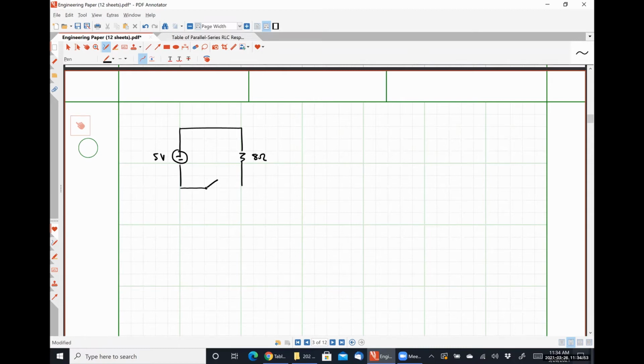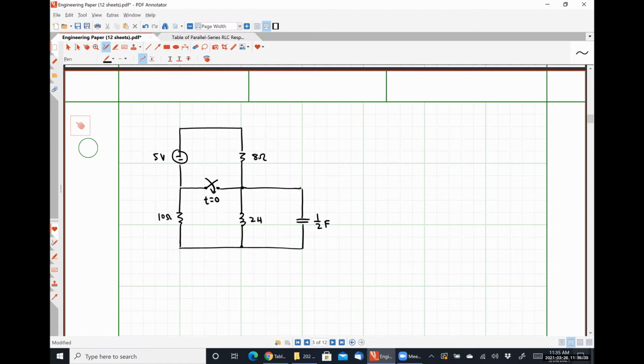I got to make sure it's going to work the way I want it to first. Yeah, this will work. All right, so this is my circuit of interest.